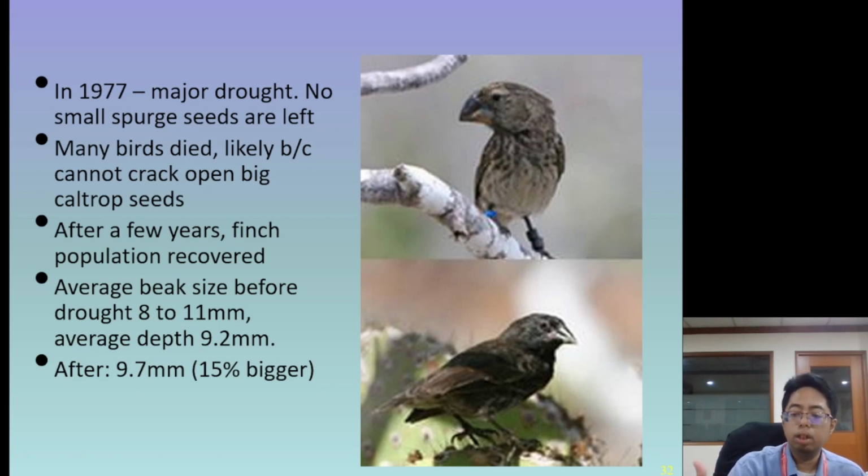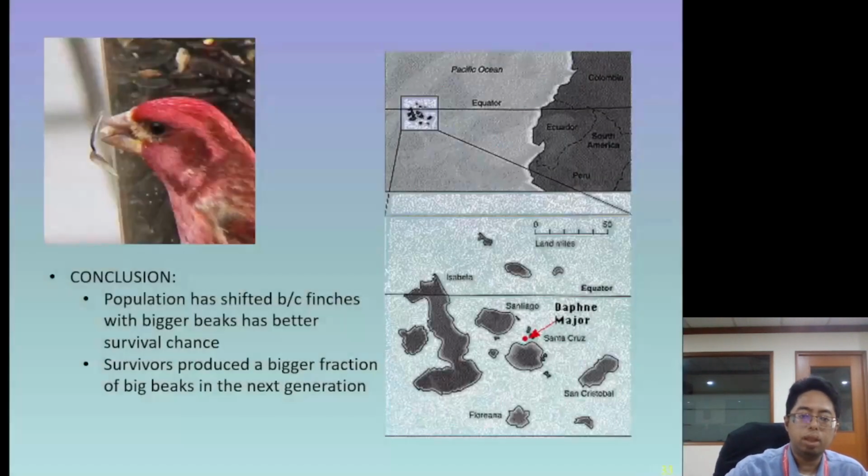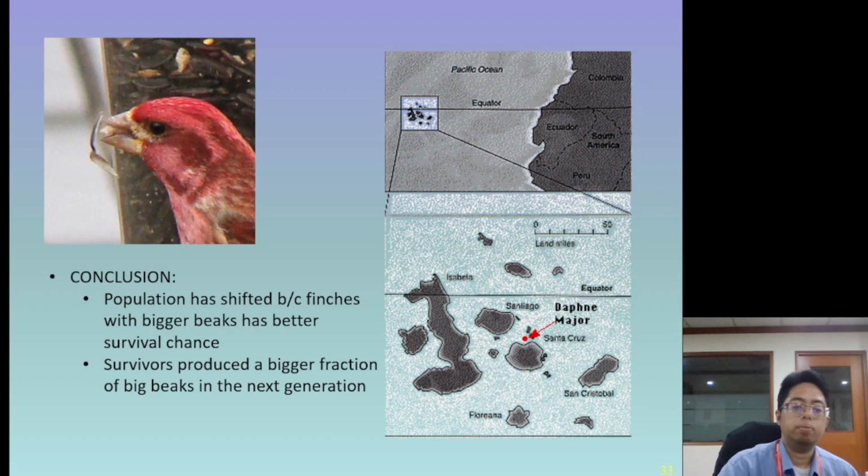So what happens? You can say that due to the drought, the weak ones, the small ones, are unable to feed themselves and they die, leaving only the big ones. So, conclusion: the population has shifted because the finches with bigger beaks have better survival chance. Survivors will produce a bigger fraction of big beaks in the next generation.